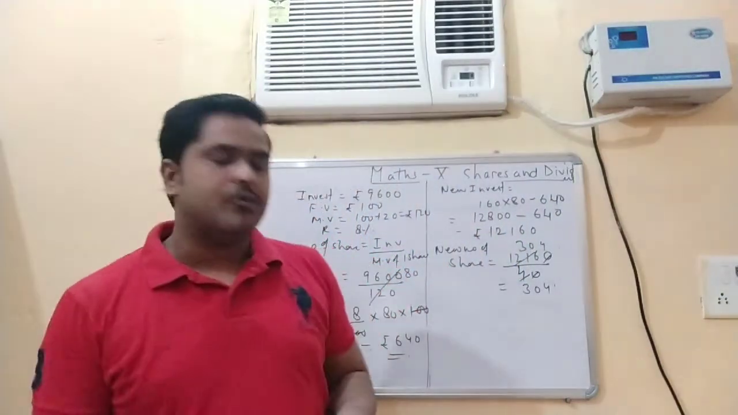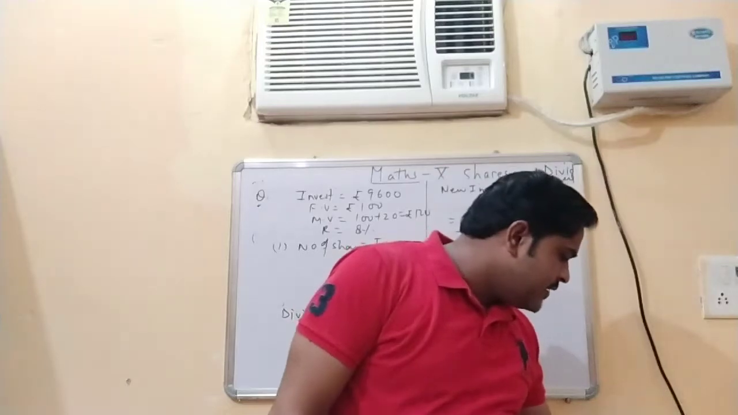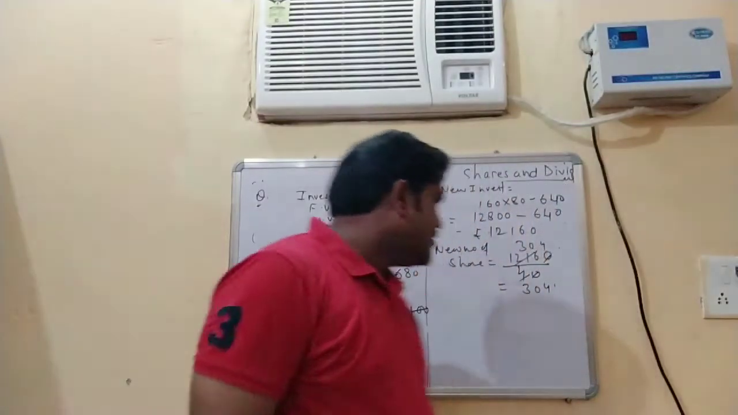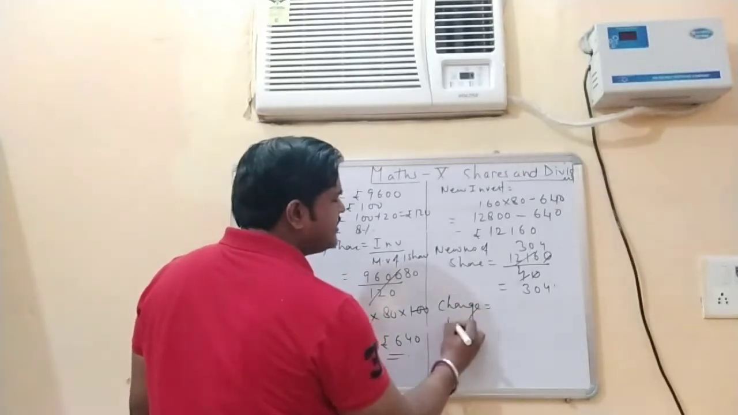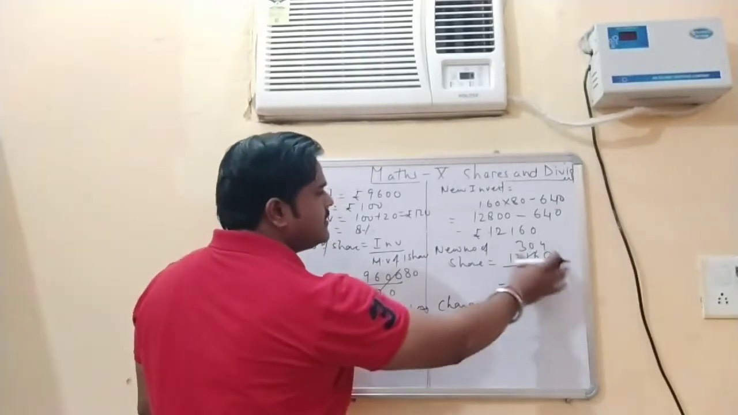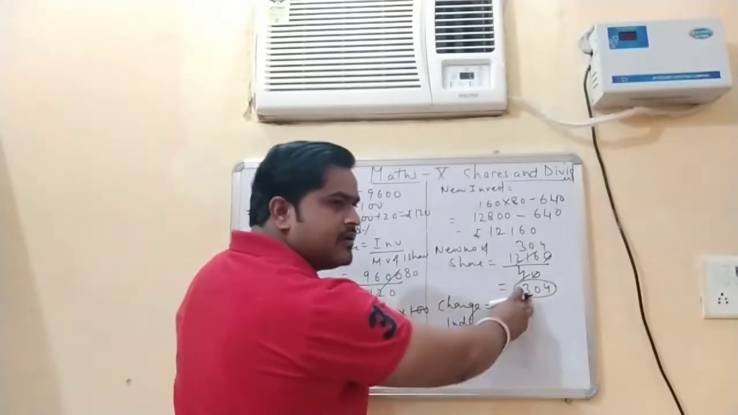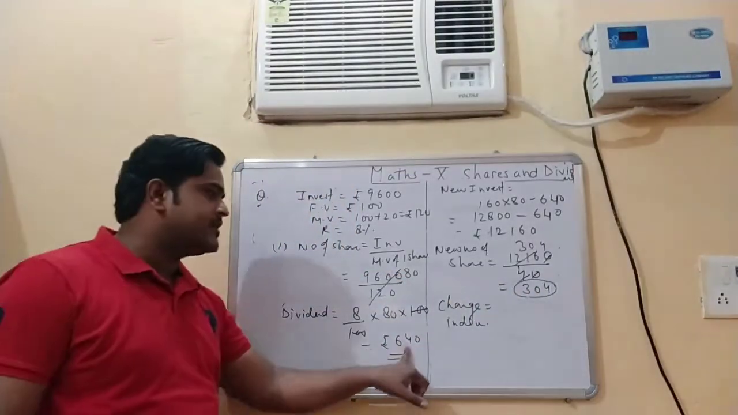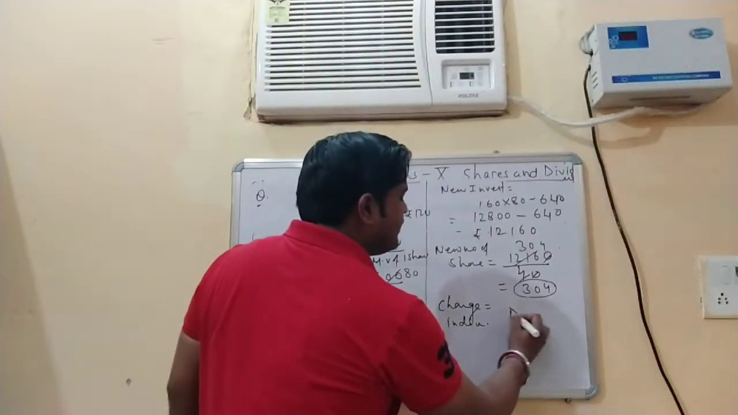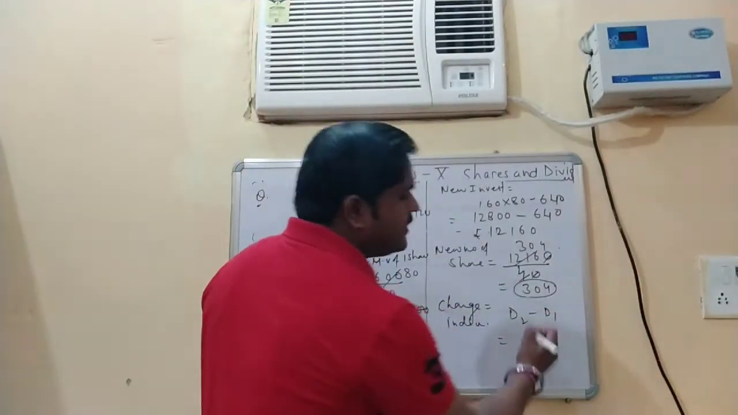And the last part in the question that we have to calculate is the change in dividend. So for that student, you can easily calculate the change in dividend. From this number of shares you just calculate the new dividend, and one dividend we have already calculated, that is 640. Just subtract those dividends, we will get the change in dividend.